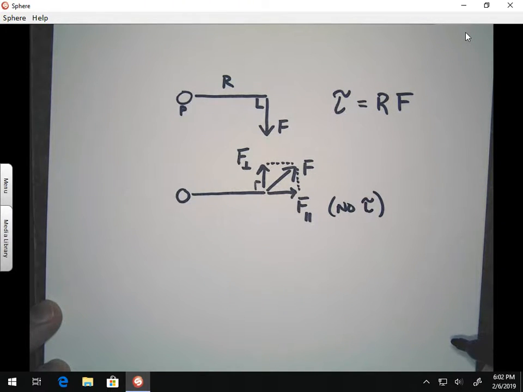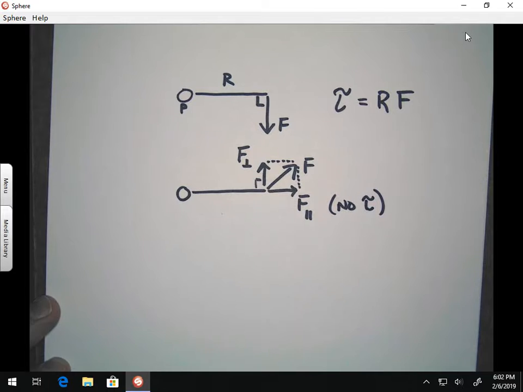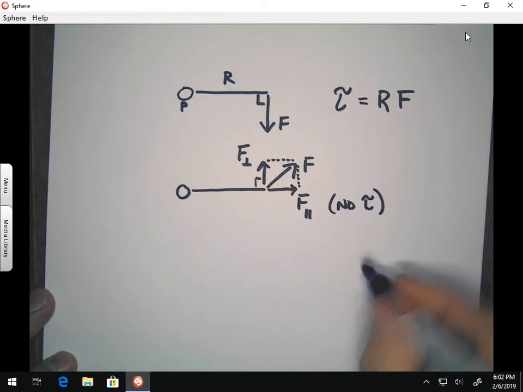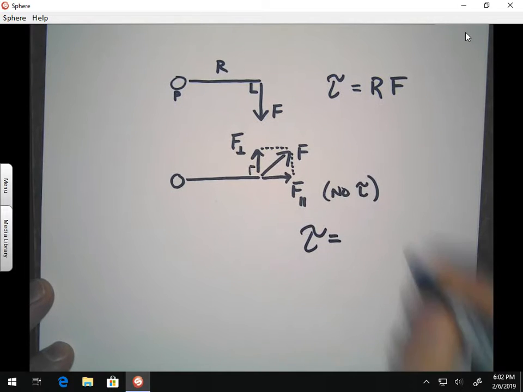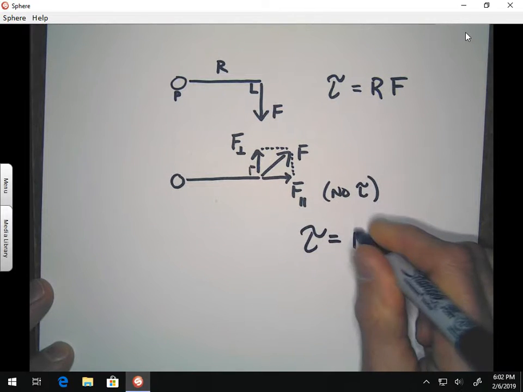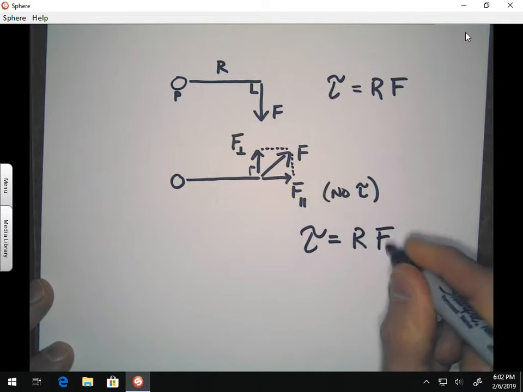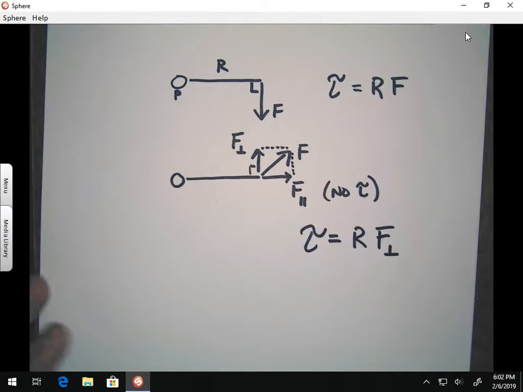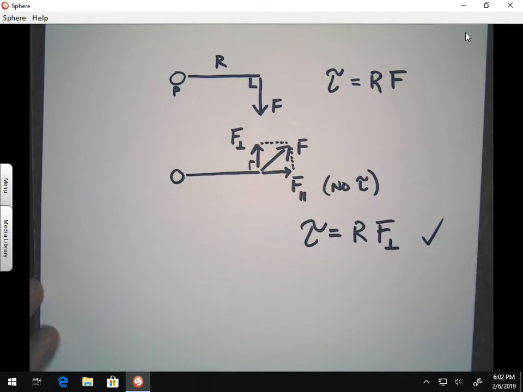The component that does give us the torque is the perpendicular component, the one that makes a nice right angle. If we knew that component, we could say that the torque would be given by the radius times the perpendicular component, and that would give us the torque in that situation. So the question is, how do you find that component?